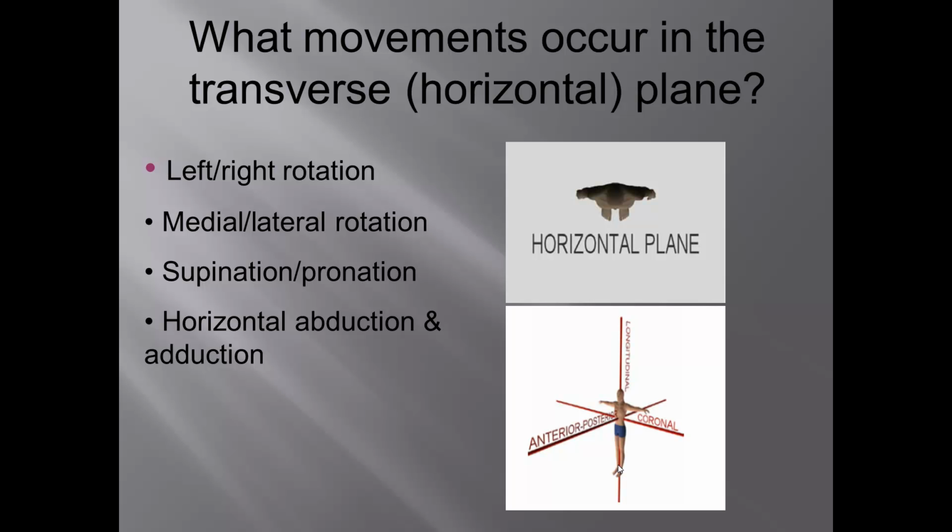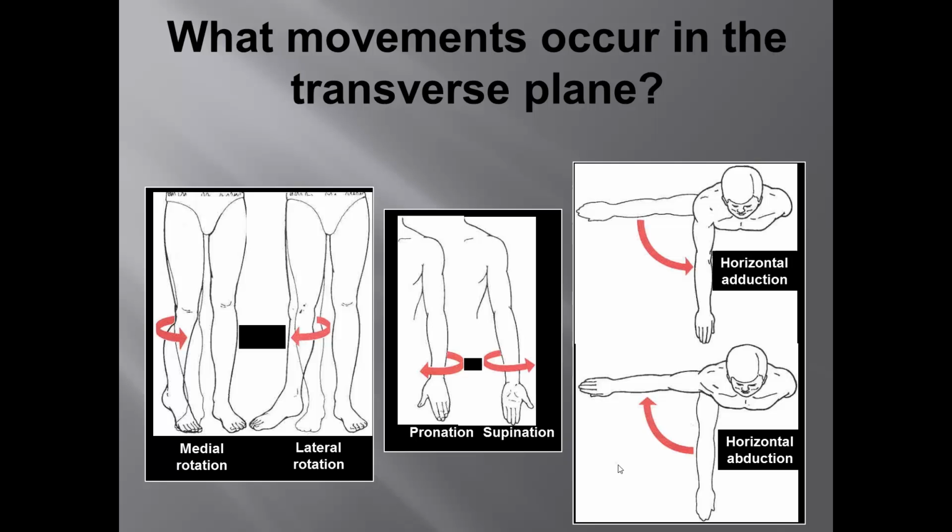Now, transverse: left and right rotation, medial and lateral rotation, supination, pronation, and horizontal abduction and adduction. If we rotate our leg in and then outward, that's medial and lateral rotation, but it's rotating around a longitudinal axis. Same with pronation and supination, once again with reference to the anatomical position.